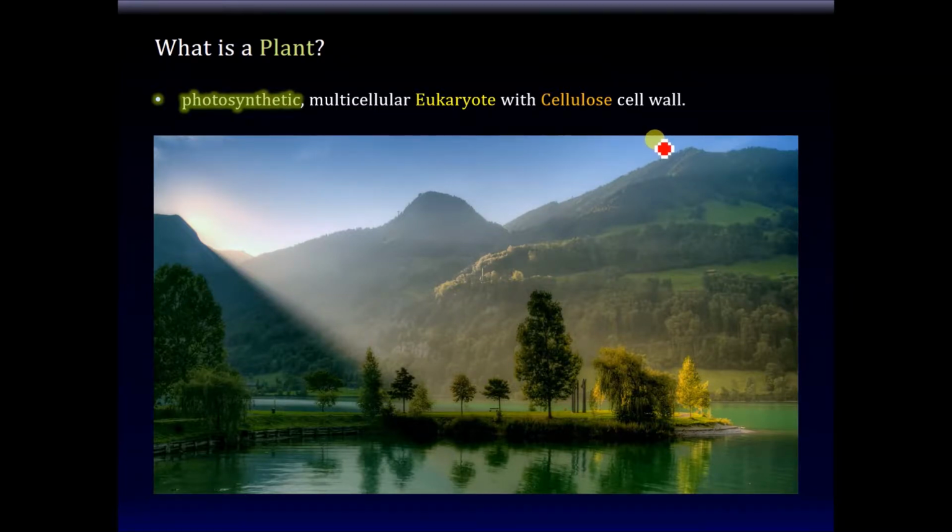Now, bacteria have a cell wall, if you recall, but their cell wall is made of peptidoglycans. So the cell wall of plants is very distinct, and it is made of cellulose, bark-type stuff. So this is our working definition of a plant: photosynthetic multicellular eukaryotes with a cellulose cell wall.